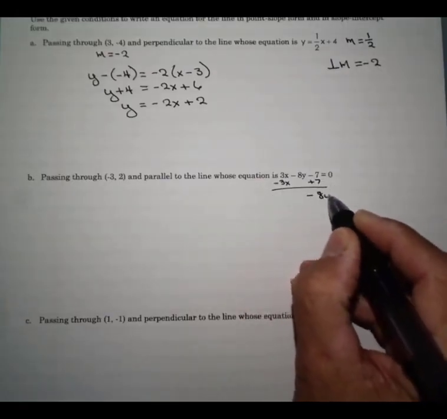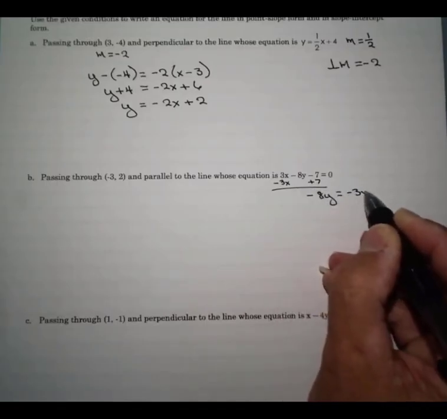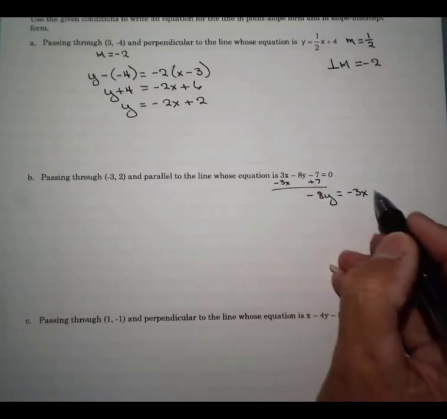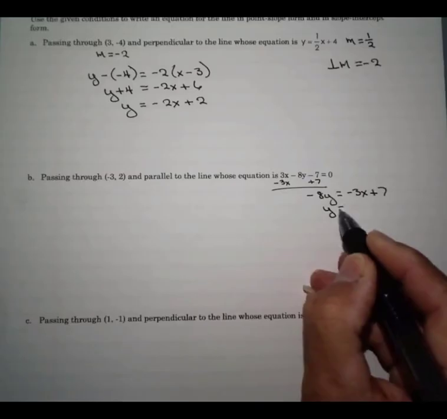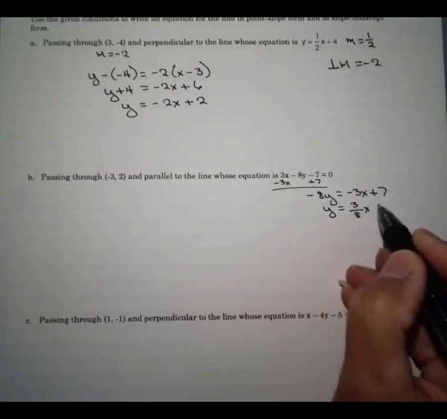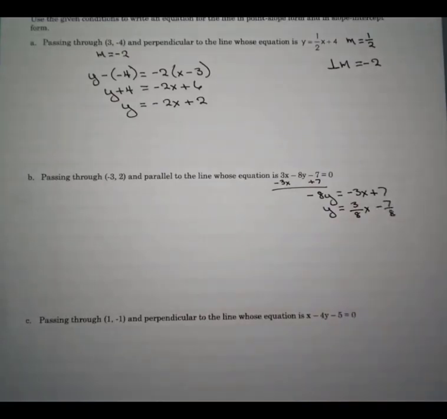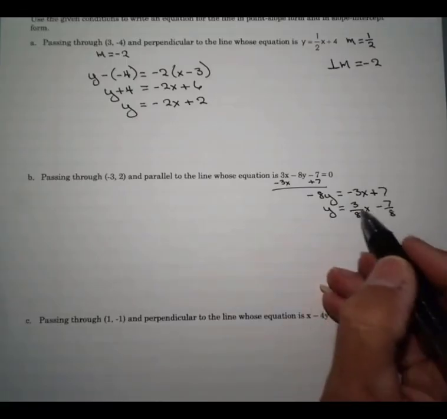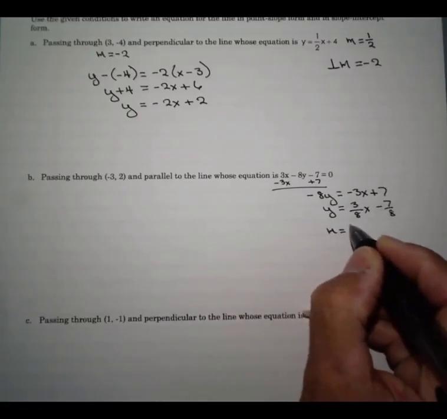I know I'll have a negative 8y left. When I subtract 3x from both sides, I have 0 minus 3x. When I add 7, I have plus 7. Now I can divide everything by a negative 8. Well, this is going to give me a positive 3/8 x, and it's going to be a negative 7/8. It's going to be my intercept. Okay, so I have my slope. My slope for this line is 3/8.